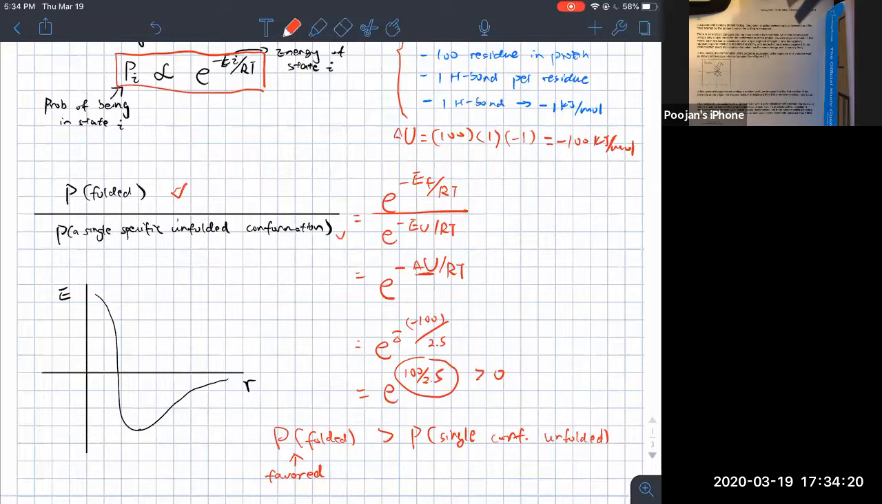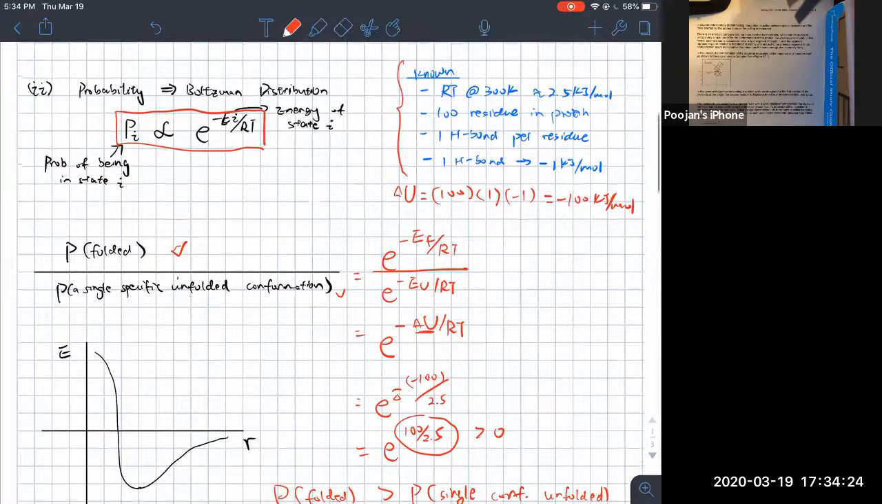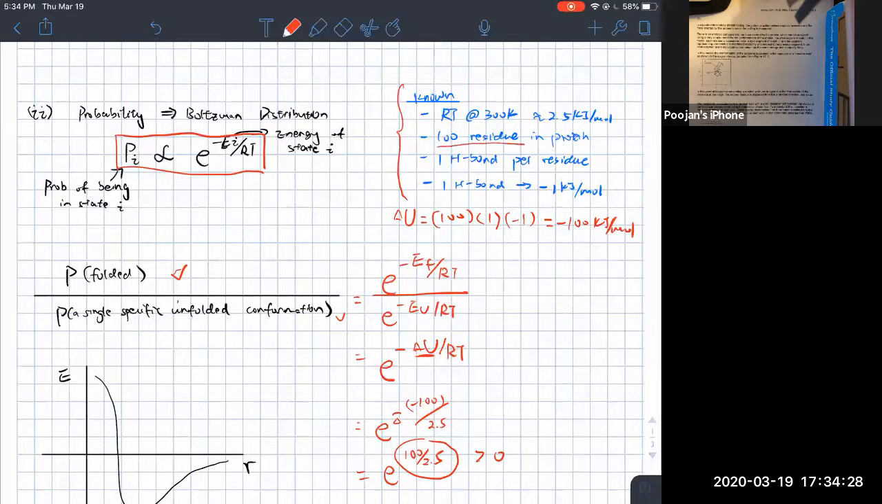Is there any question? Can you go over how you got the delta U value again? Oh yeah, sorry. We know that there are 100 residues in the protein, for each residue there's one hydrogen bond, and for each hydrogen bond we have 1 kilojoule per mole of stabilization energy. So we just multiply those together: 100 residues times one hydrogen bond per residue means 100 hydrogen bonds. Each bond gives us one kilojoule per mole of stabilization energy, so that means 100 kilojoules per mole in total. Okay, thank you so much. Okay, cool.